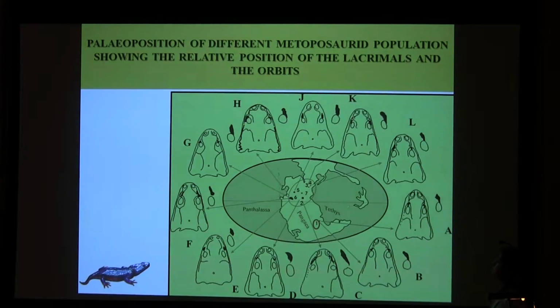This map shows the global position of the Metoposaurid in Pangea. Here you can see mainly the Metoposaurid clusters, and the Indian position is quite away from the main cluster. This is the global paleo distribution of the Metoposaurid, and I'll try to show the position of the lacrimal with respect to the orbit, one of the most discussed parameters. It seems to be quite a variable parameter in all the species shown here.